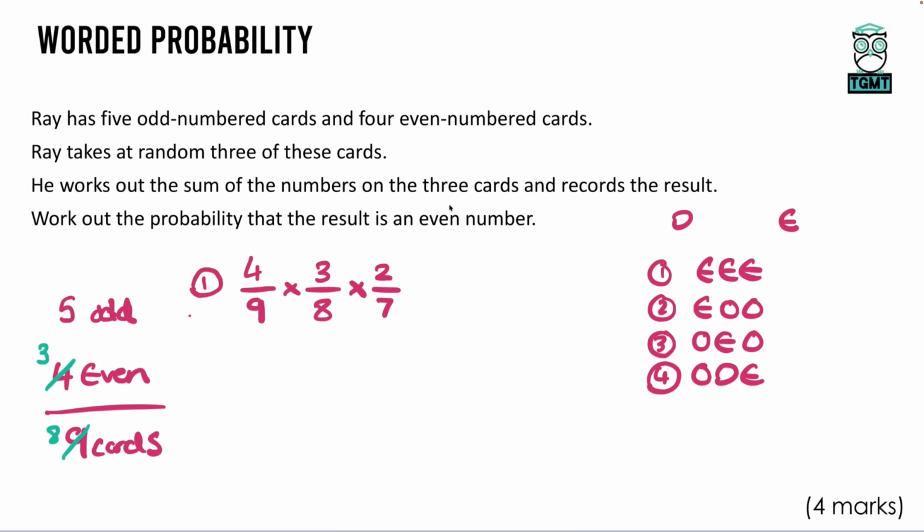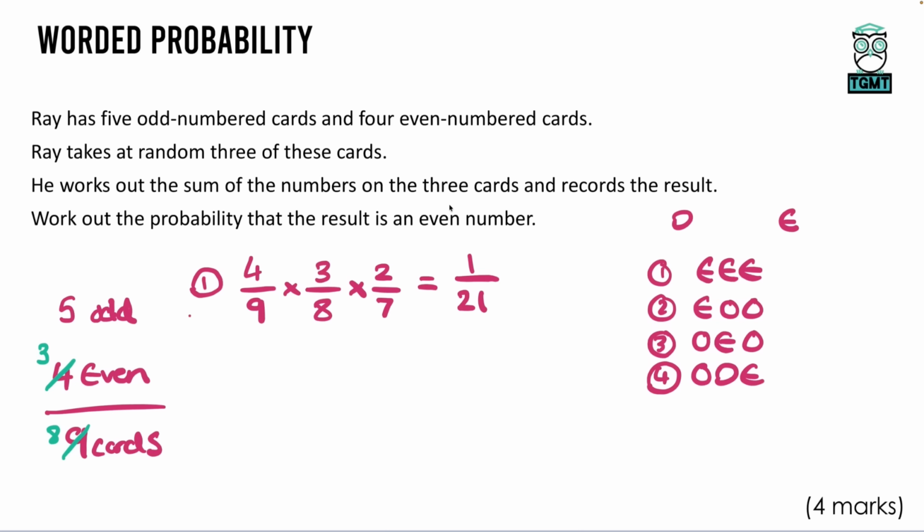Now that there is going to give us our answer for the probability of picking 3 even cards. 4 over 9, 3 over 8, 2 over 7. The even number just dropping down by 1 each time. Now I can type this one into my calculator. So 4 over 9 times 3 over 8 times 2 over 7. That one there is quite nice. It does come out as 1 over 21. The calculator simplifies it for me.